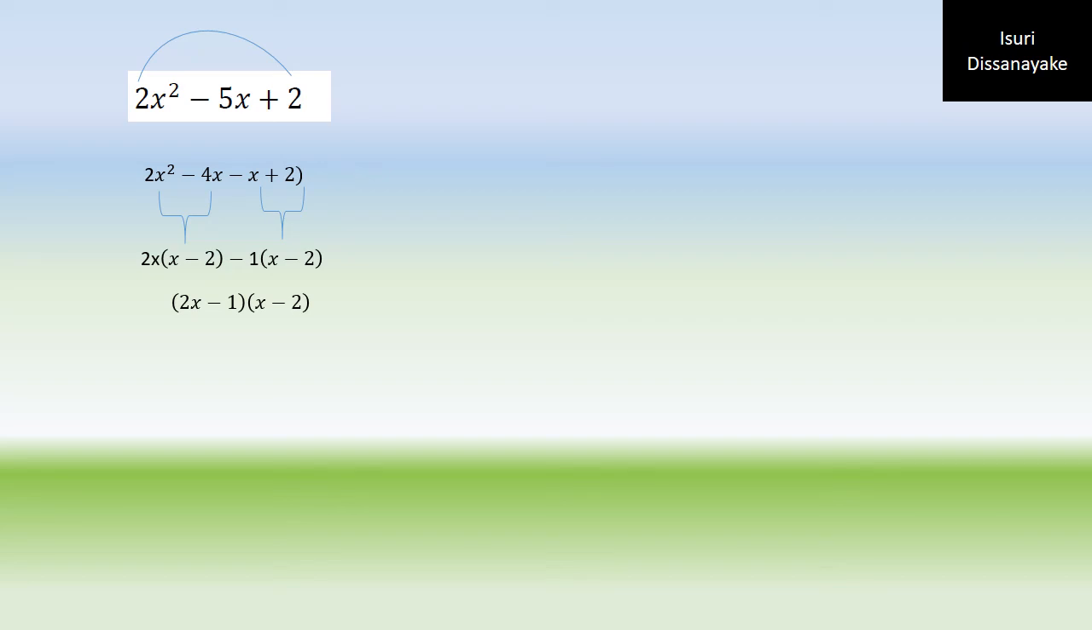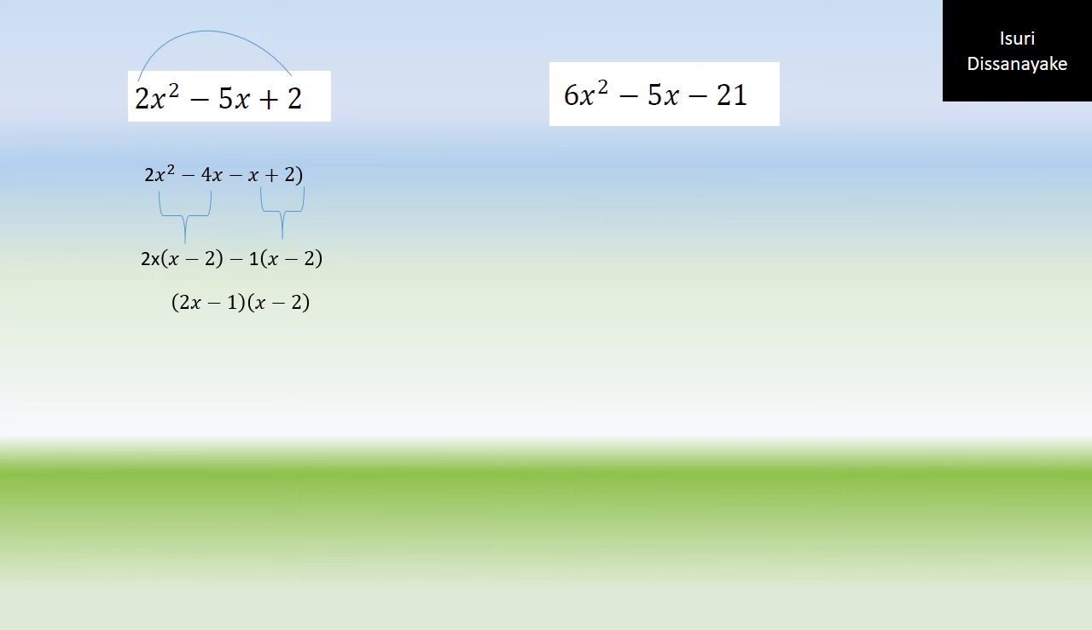Then we will bring a minus 1 out. So we have x minus 2. So x minus 2 is the first common bracket. And we have 2x minus 1 as the other bracket.